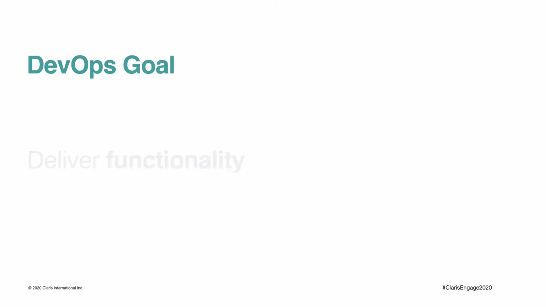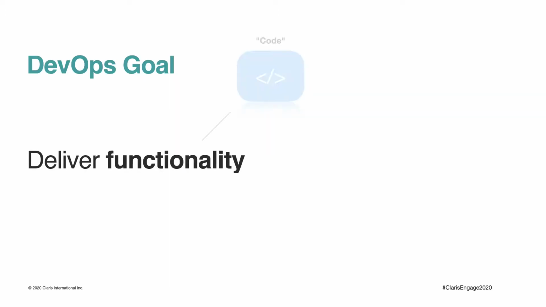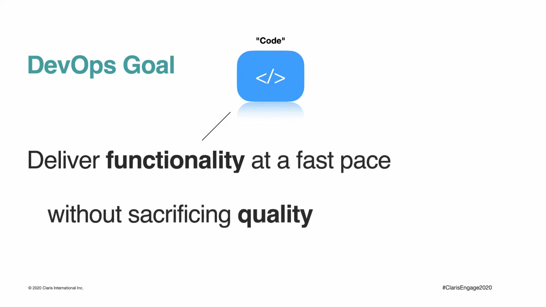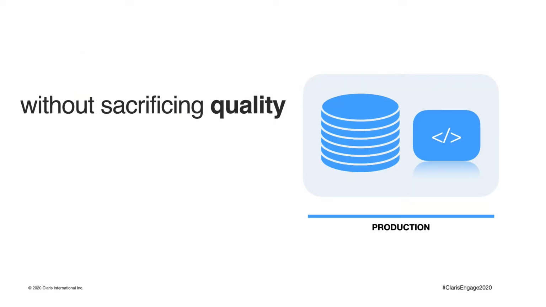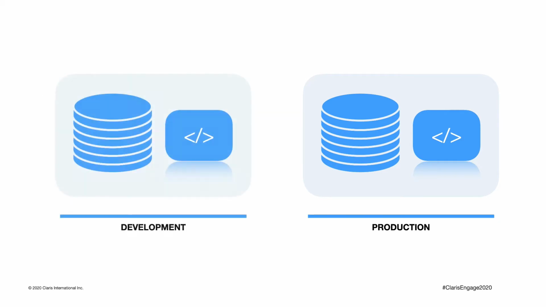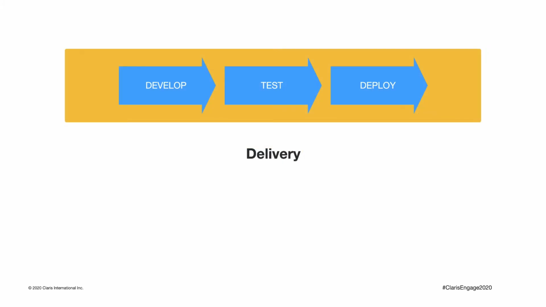The goal for DevOps is to deliver functionality, that would be the code, at a fast pace, but without sacrificing quality. Without sacrificing quality means that development changes do not happen in the production environment. We need at least one additional environment where development can happen without affecting production. But having a development environment means that we have to deploy code changes made there to the production environment. And of course, we also have to test before deploying. And so delivering functionality looks like this.